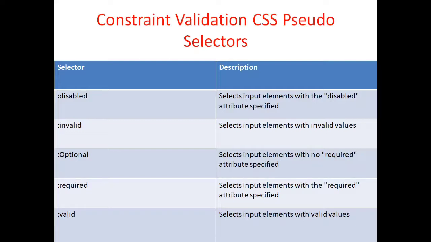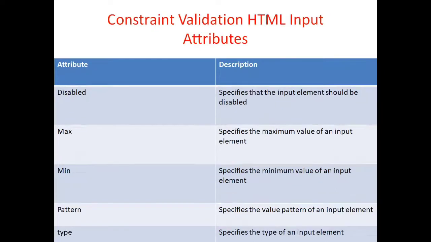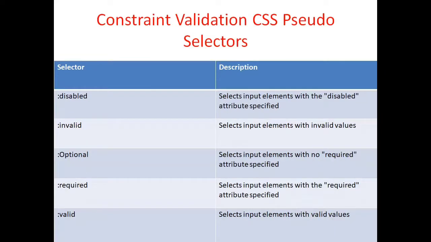So these are the two types of constraint validation: first is the HTML input attribute and second is the CSS pseudo selector.